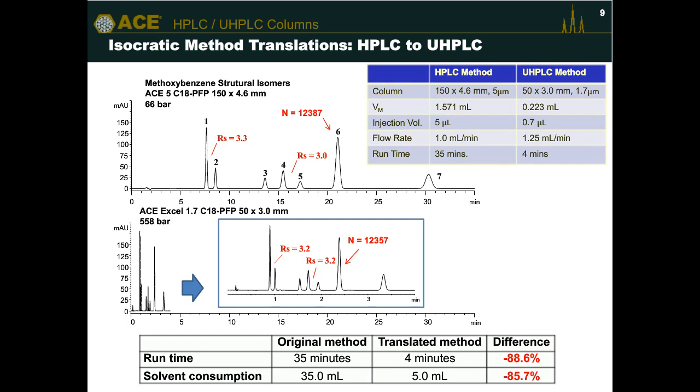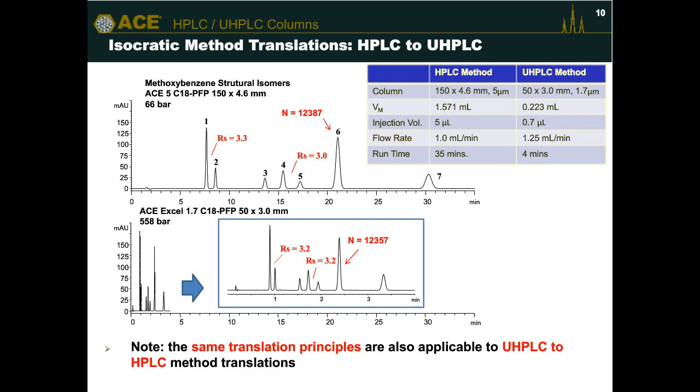So here it translates the injection volume and the flow rate, and you should get the equivalent chromatography in a faster runtime. But we do need to have a higher pressure system to run this type of column. Again, if you are working with UHPLC, but your contract lab perhaps only has HPLC, then you use these same principles, but you go backwards, you go the other way. And you can translate the method back to HPLC quite readily.